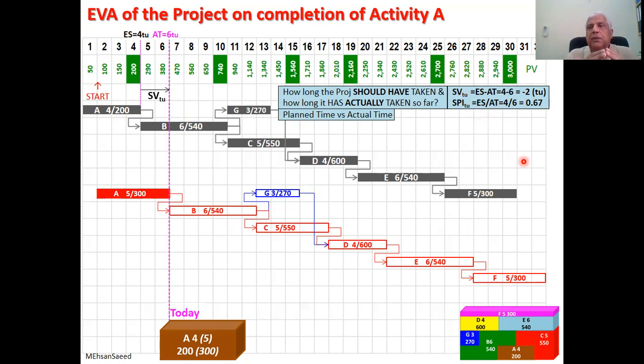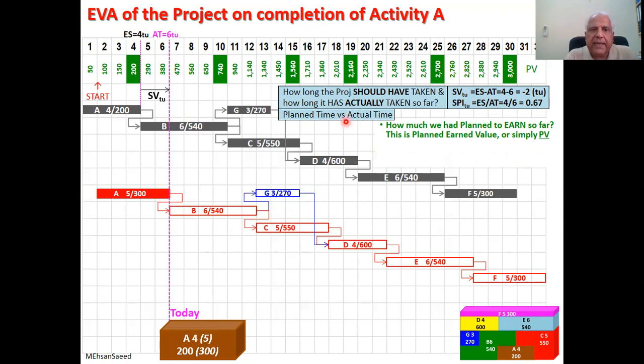Now let me introduce 3 terms. One is the planned value, next is earned value, and the third is actual cost. Again, apply logic. Planned value. What was the value you had planned as of today? Or what had you planned to earn by today? That is the planned value. Or in other words, the question could be how much we had planned to earn so far. We can also call planned value to be the planned earned value.